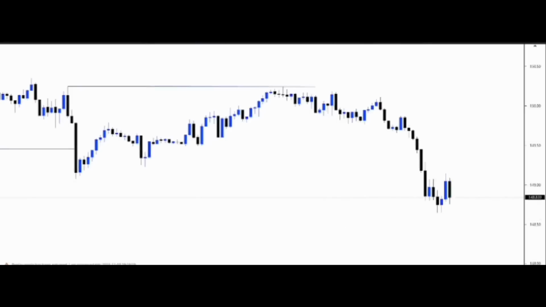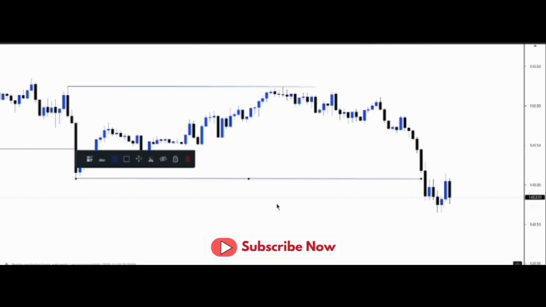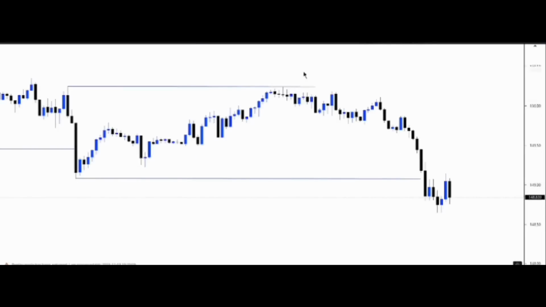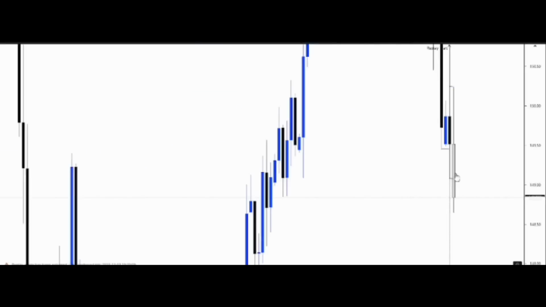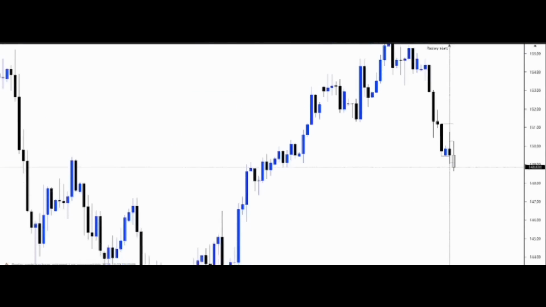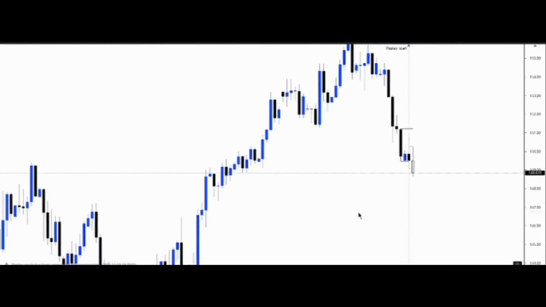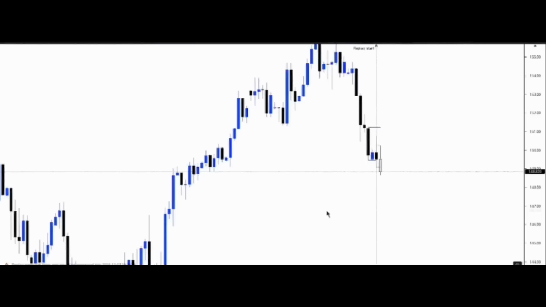So as you can see, it has already taken out this low. Look at it here. That low has already been taken out, meaning that we didn't have an opportunity to enter that market. So we go back to the daily time frame in this case. So here we are on the daily time frame once more.